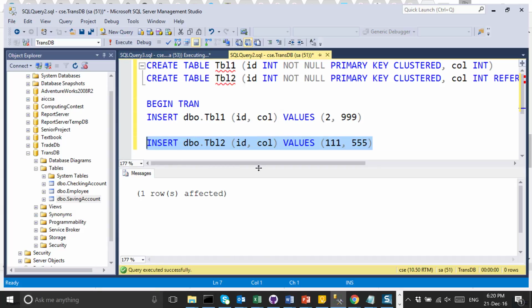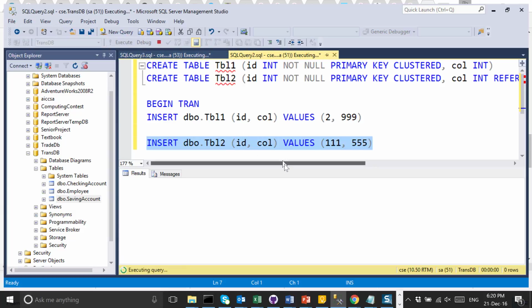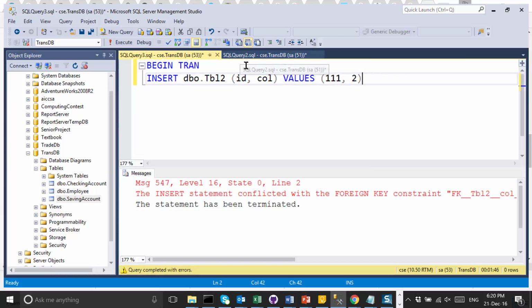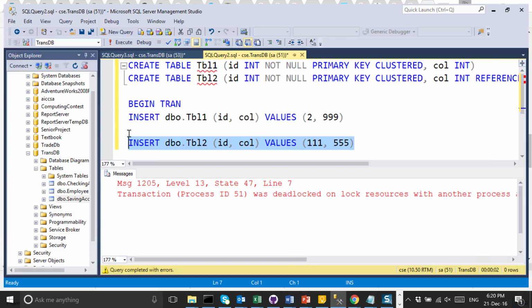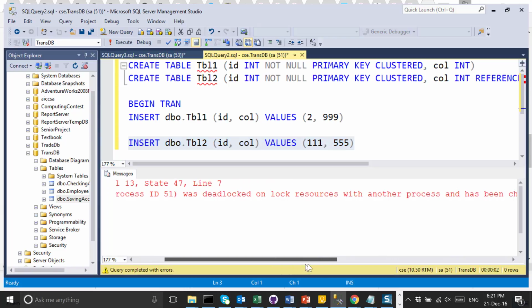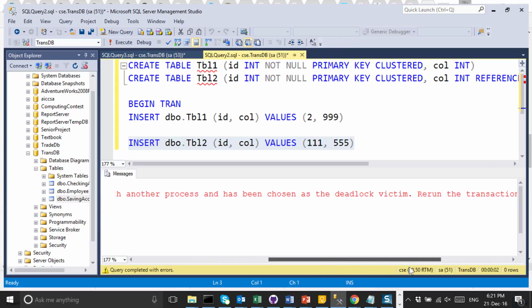I'm trying now to insert in T2. Have a look. I'm trying to insert in T2. So both of them are now waiting for each other. You see here, the SQL server detected this scenario that T1 is waiting for T2 and T2 is waiting for T1. It detected this scenario, and basically it selected one of them, this one. This T1 selected it and says, transaction 51 was deadlocked on a locked resource with another process and has been chosen as the deadlock victim.